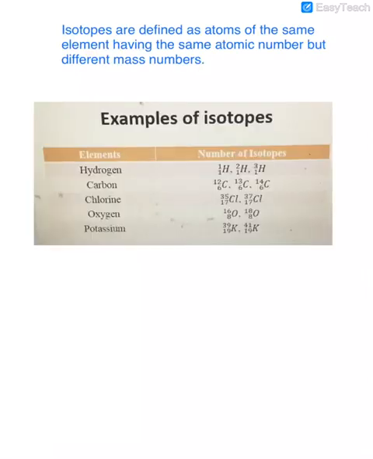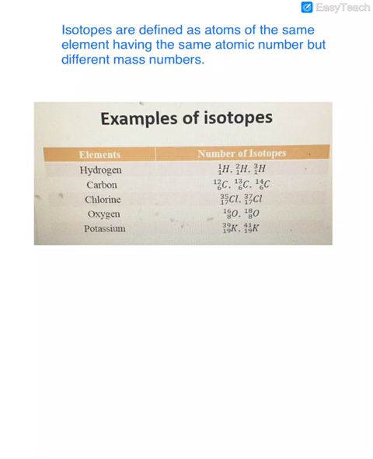Now we'll come to isotopes. So what is isotope? We had already discussed in the previous video. Here we'll be discussing only the properties and the uses. Isotopes are defined as atoms of the same element having the same atomic number but different mass numbers.